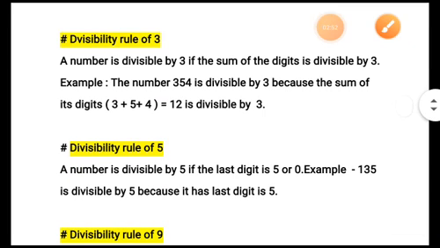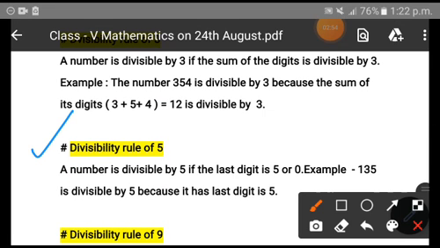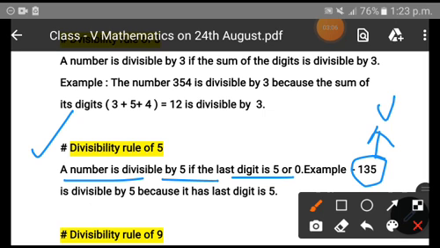Next we are going to learn the divisibility rule of 5. Here a number is divisible by 5 if the last digit is 5 or 0. For example, let us take 135. Here the units digit is 5. So whenever the last digit, the units digit, is 5 or 0, at that time the number is divisible by 5.